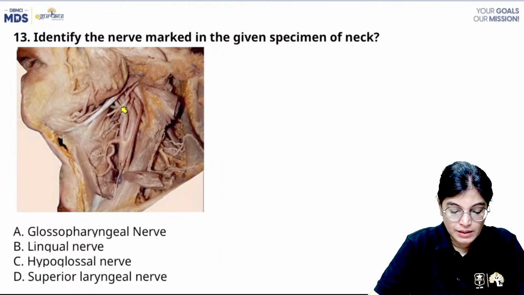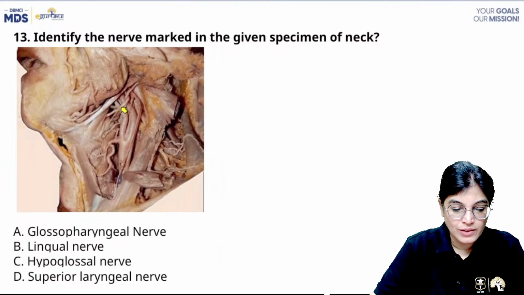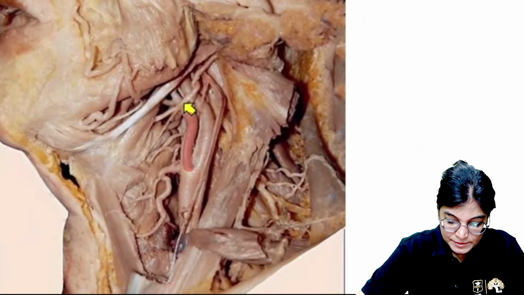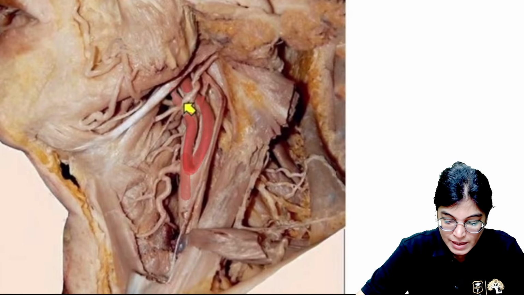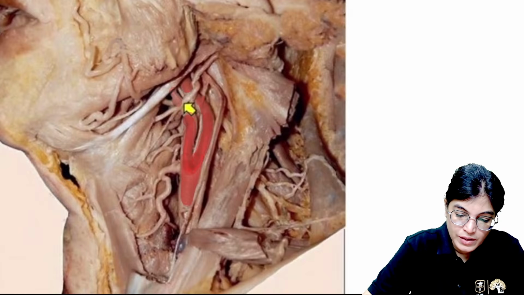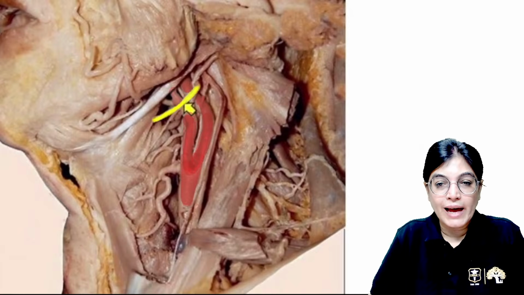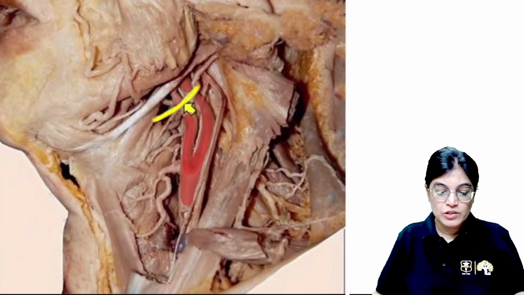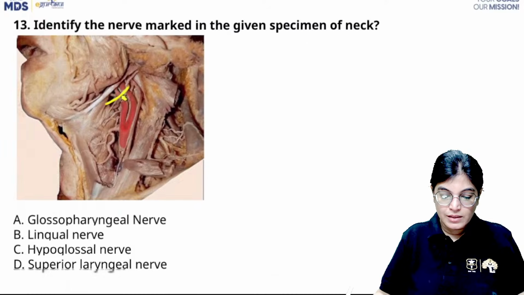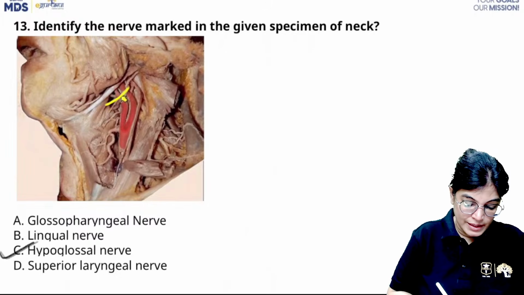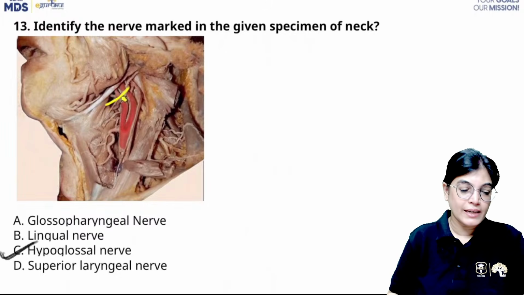I will give you a hint for this. Basically, these are the arteries, and this nerve is lying superficial. This nerve is running superficial to the carotid arteries. So the correct answer here will definitely be the hypoglossal nerve. Okay, the correct answer is hypoglossal nerve.